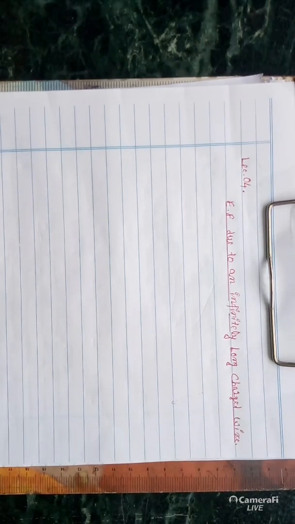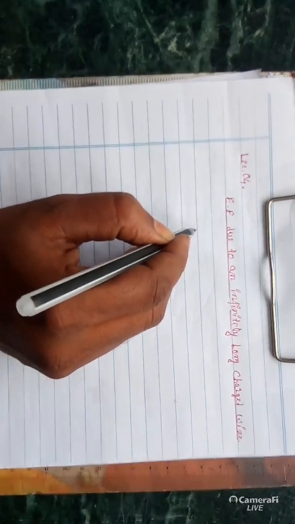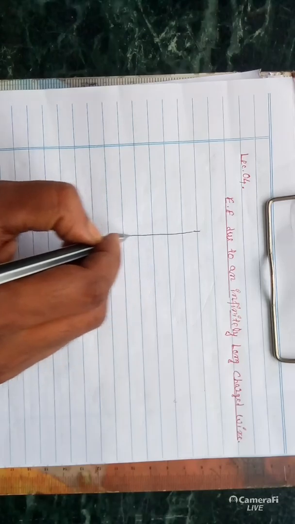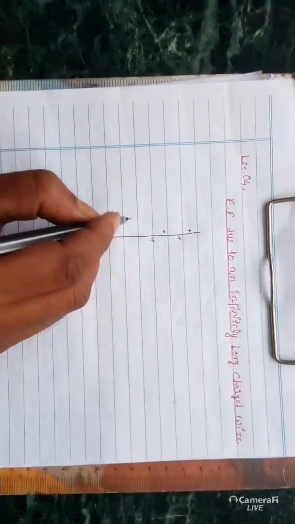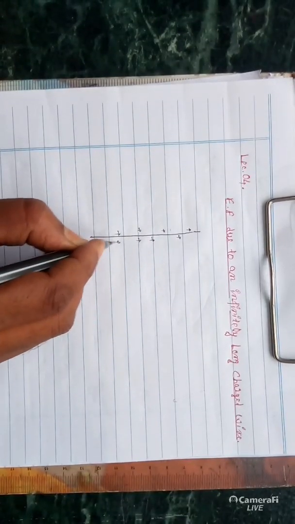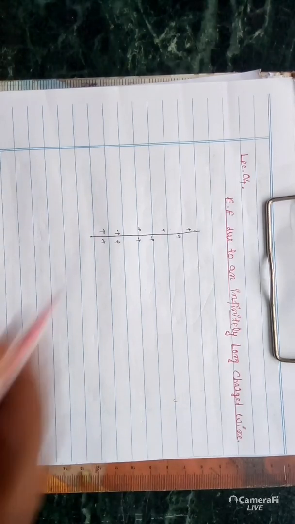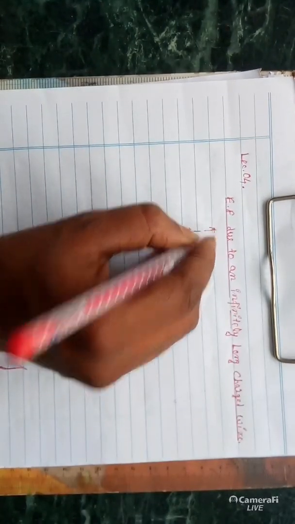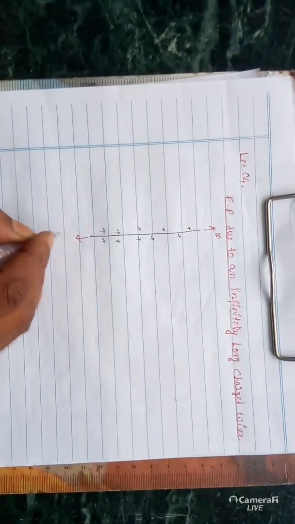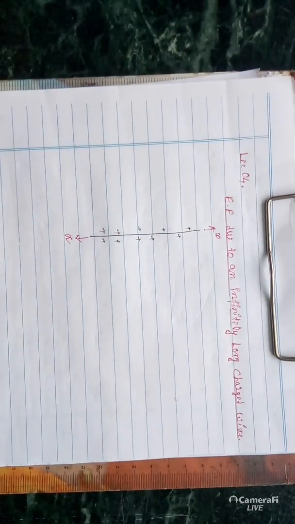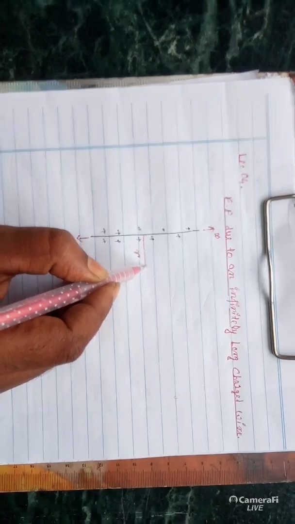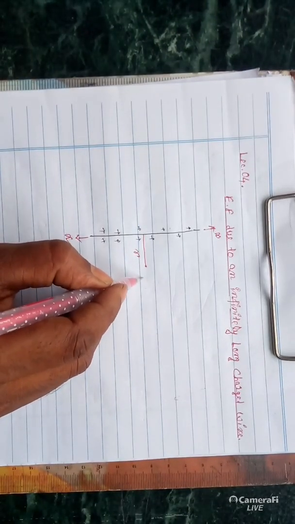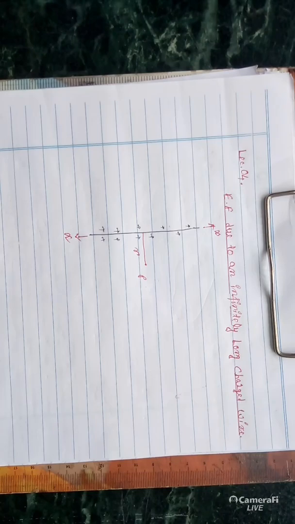So what is a long charged wire? Suppose this is an infinitely long charged wire, with positive charge given to it, and it goes to infinity along this side also. Due to this charged wire, you have to calculate the electric field at a distance r from it, at this point P.